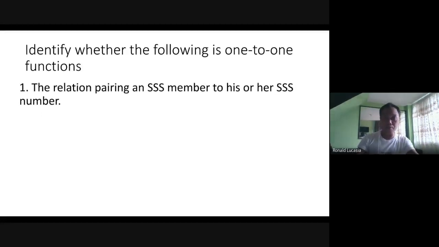Now, can you tell me, you can use the chat box, whether or not the given is a one-to-one. Ibig sabihin ng one-to-one, unique yung x, unique yung y. The relation pairing an SSS member to his or her SSS number. Can you tell me if that is one-to-one or not one-to-one? You can use the chat box, please. Dalawa lang yung pagpipilian natin. One-to-one ba siya or hindi siya one-to-one?